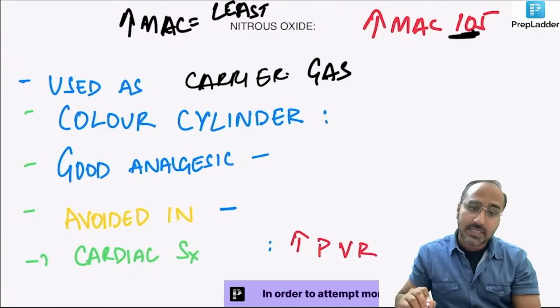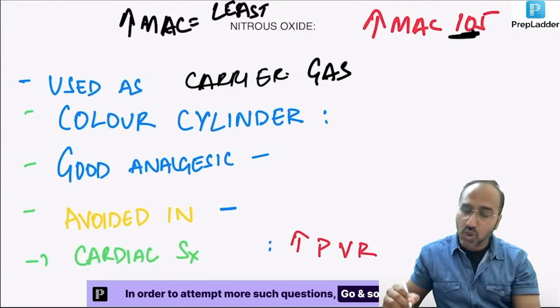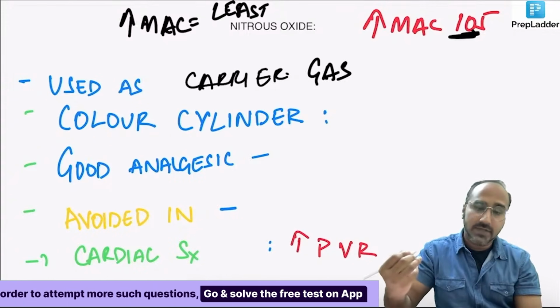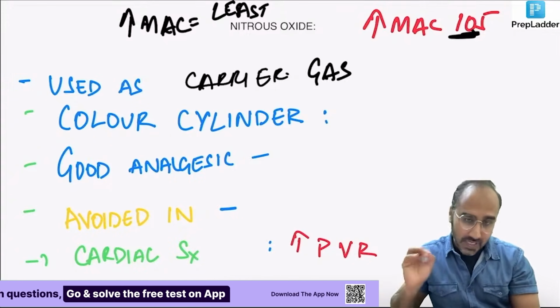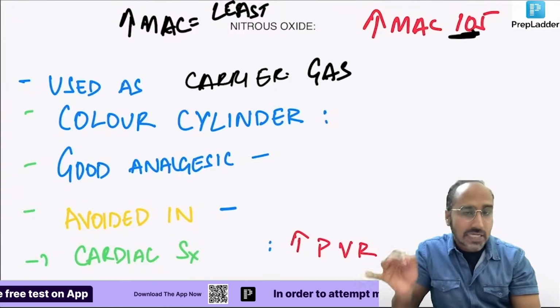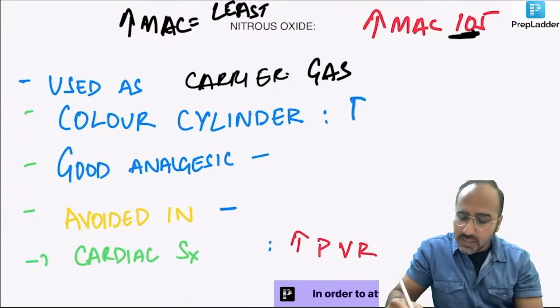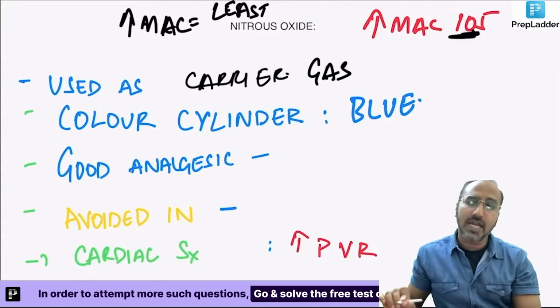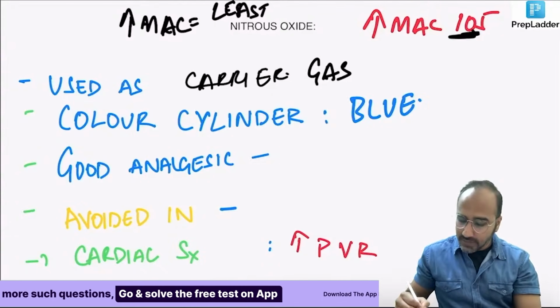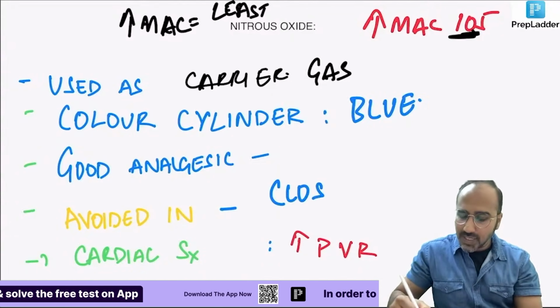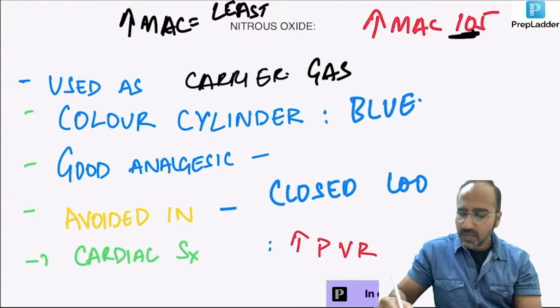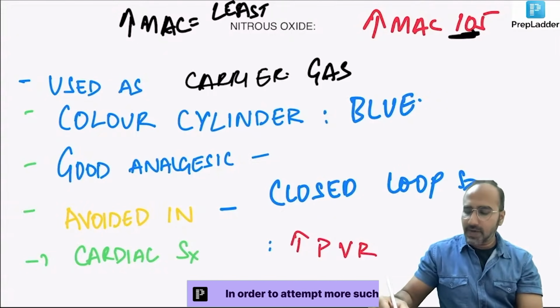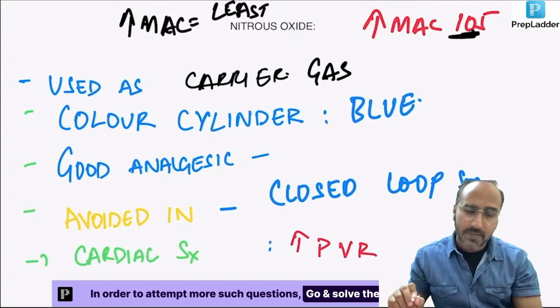What is the cylinder in which nitrous oxide is stored, guys? Nitrous starts with N. Neela. Always remember nitrous as Neela. Neela means blue. Nitrous is always stored in what color cylinders? Blue color cylinders. Nitrous is a very good analgesic, but it is avoided in what? Closed loop surgeries as well as cardiac surgeries. Why? Because in cardiac surgery, it increases the pulmonary vascular resistance.